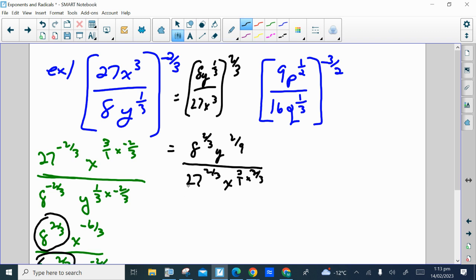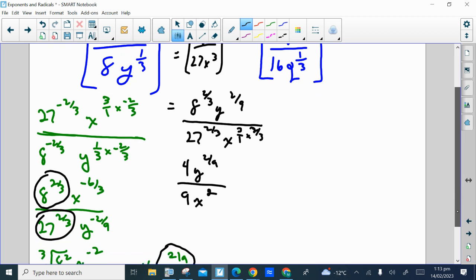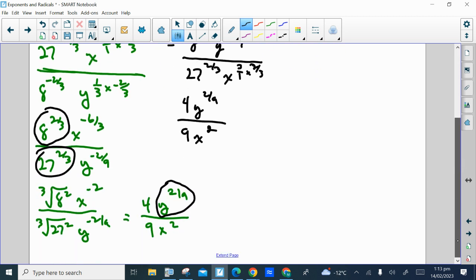8 to the 2/3 is the cube root of 8, which is 2. Squared is 4. Y to the 2/9 over 27 to the 2/3 is the cube root of 27, 3. Squared is 9. And I'm going to have x to the power 6 over 3. 6 divided by 3 is 2. So I got the same answer. It took fewer steps. They both work.